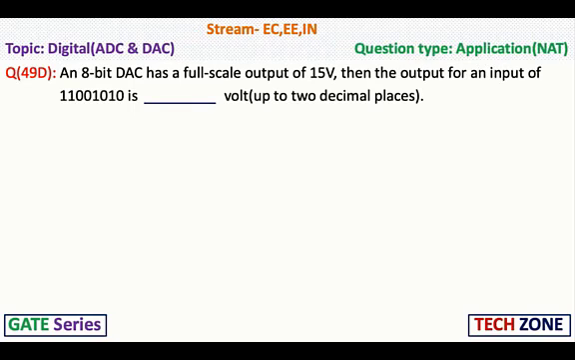Next, an 8-bit DAC has a full scale output of 15 volt. Then the output for an input of 11001010 is ____ volt (up to 2 decimal places).